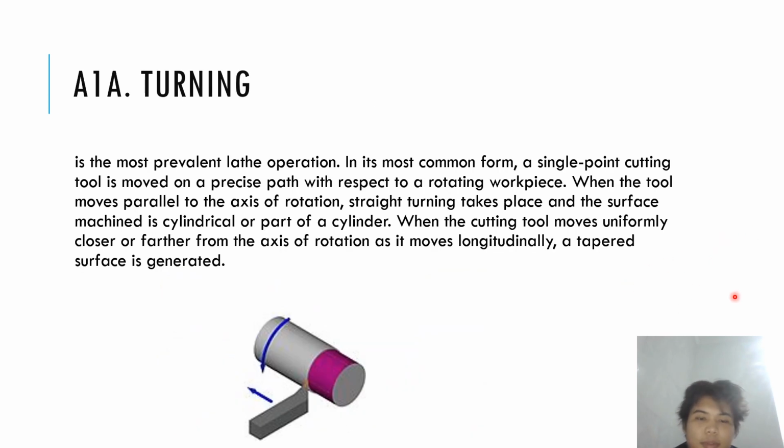Turning is the most relevant lathe operation. In its common form, a single point cutting tool is moved on a precise path with respect to a rotating workpiece. So like I said, the workpiece is rotating and the tool is going to cut slowly on the edge of the workpiece.